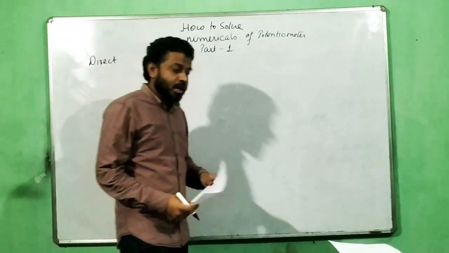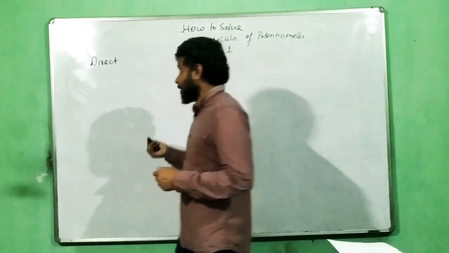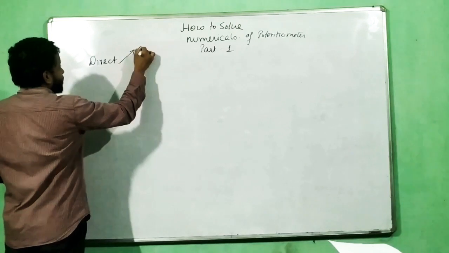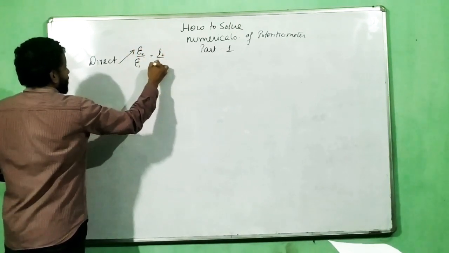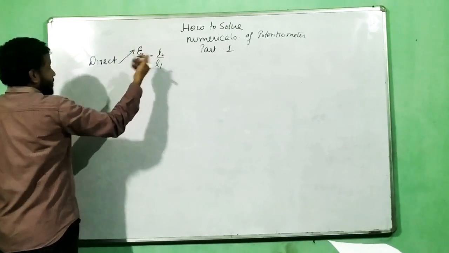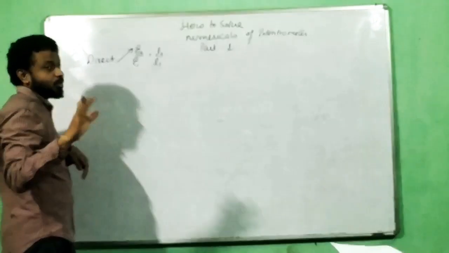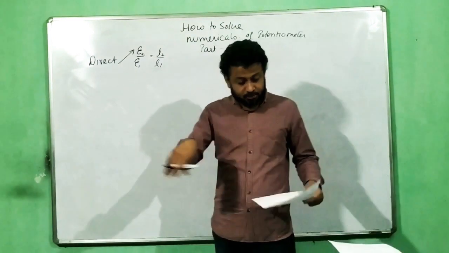Now what is direct? Direct means directly based on the formula. What are the two formulas we have? One is the EMF formula, that means E2 by E1 is equal to L2 by L1. Out of these four, three will be known, one will be unknown. For example, a question like this, which is there on the screen.